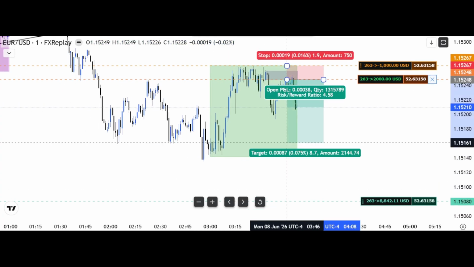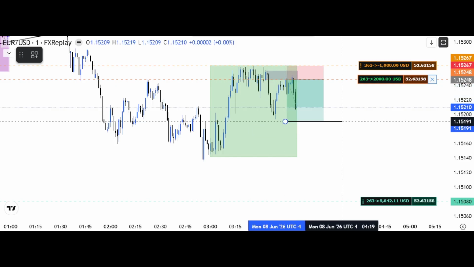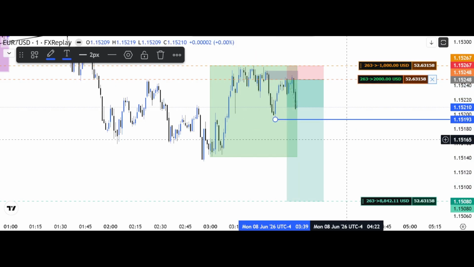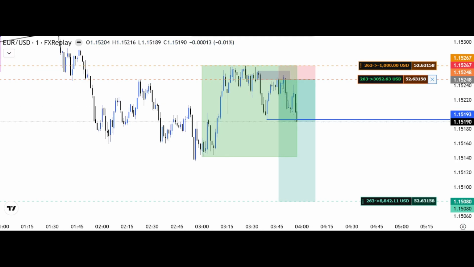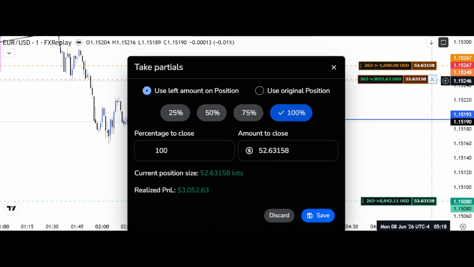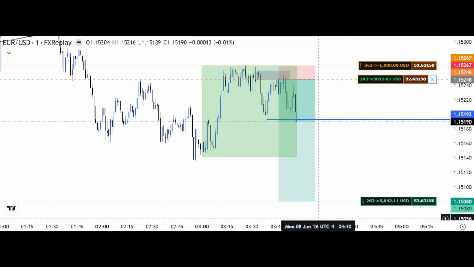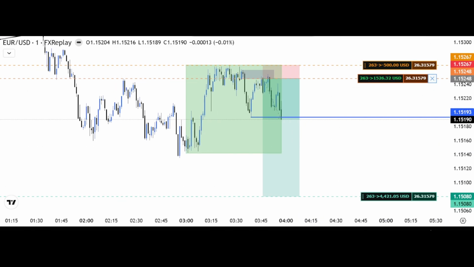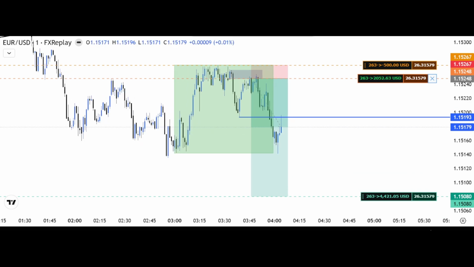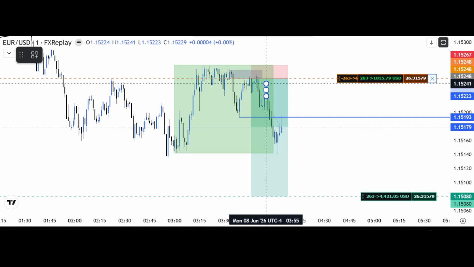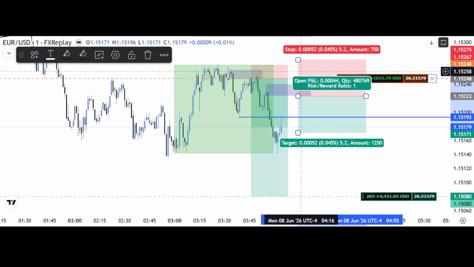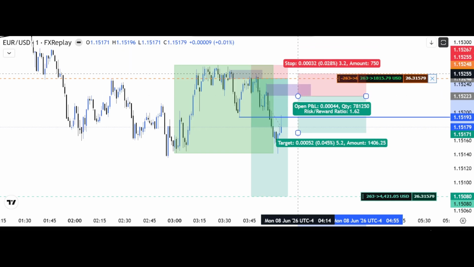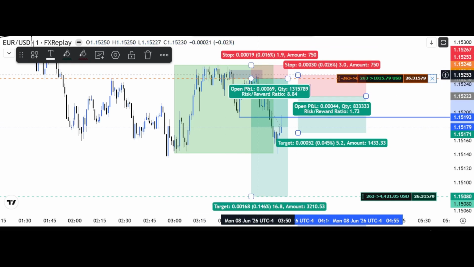Now we are in. Let's take partial around here, 3R, 50% partial, and let the rest run. We can break even also, and we might have another chance to enter over here. Stop loss above this high to be safe.